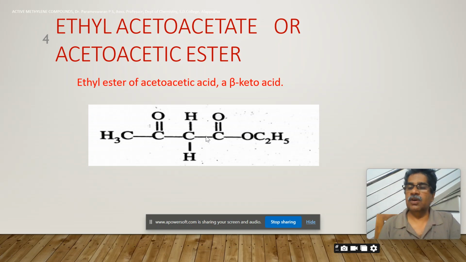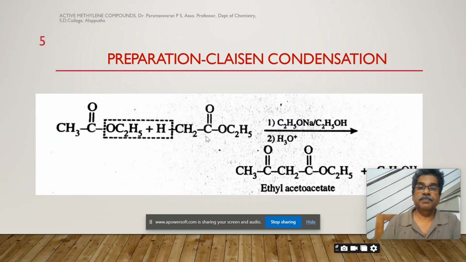Some of the reactions are already discussed in your class, so I'm not mentioning them here: the reactions of the enolic form, the reactions of the ketonic form, etc. The synthesis and mechanism are already discussed, but I will go through the synthesis and mechanism and then move directly to the synthetic applications of ethyl acetoacetate.